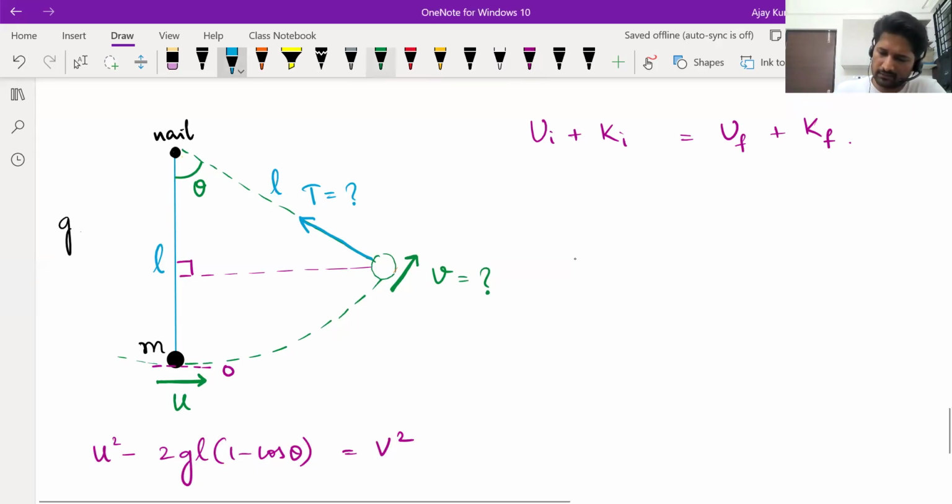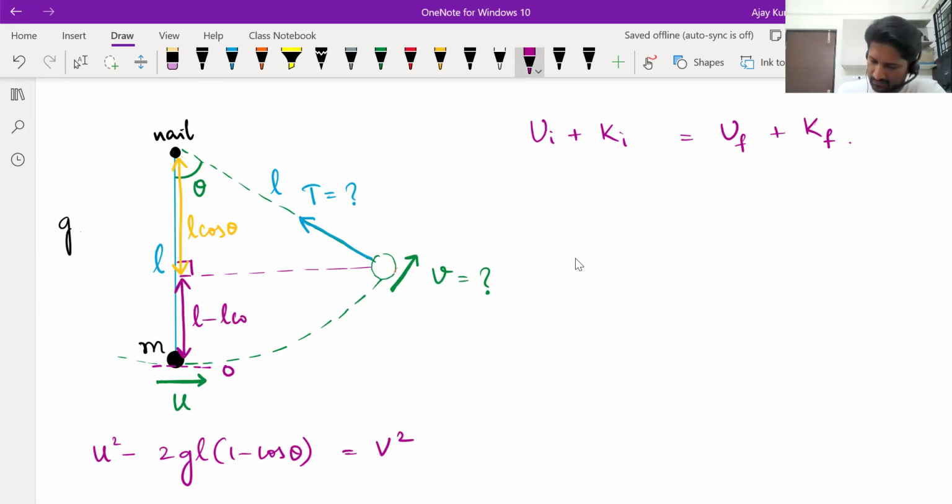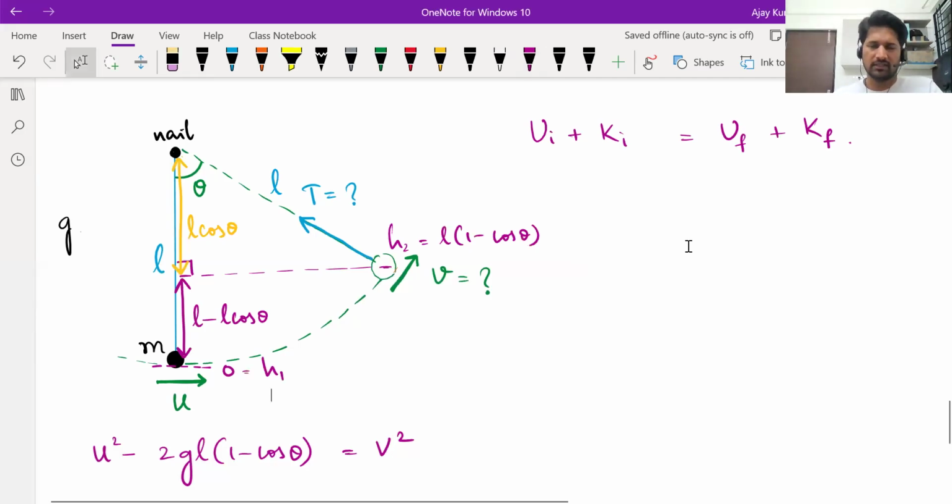Then this part becomes L cos theta. Then the actual height by which the bob ascends will be L minus L cos theta. So the final height should be taken as that value. H2 is equal to L minus L cos theta. You can write L into 1 minus cos theta. So initial height H1 is 0. Final height is L into 1 minus cos theta. Is this part clear to all of you? Any doubt in this?